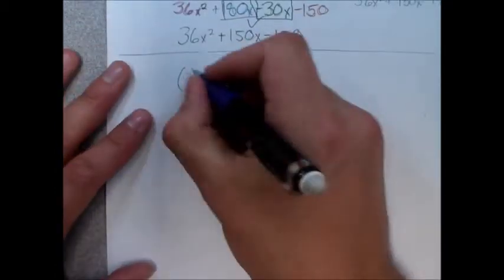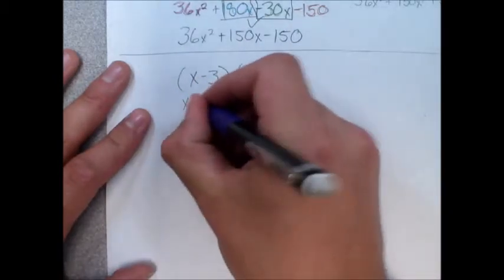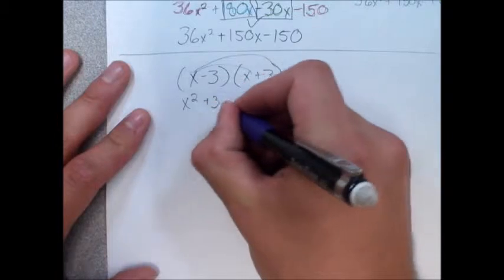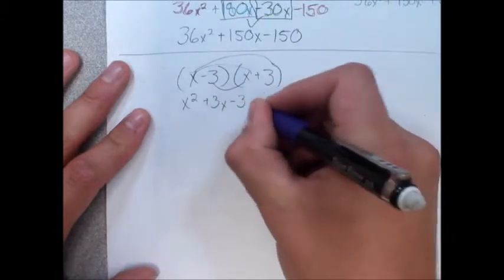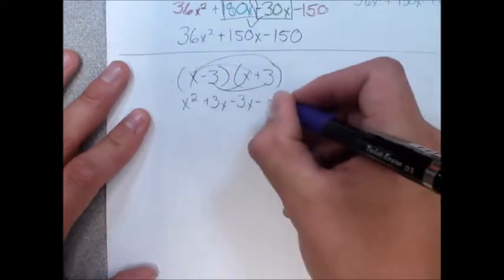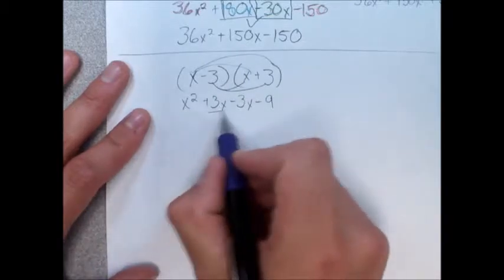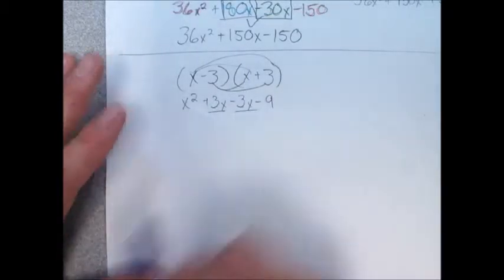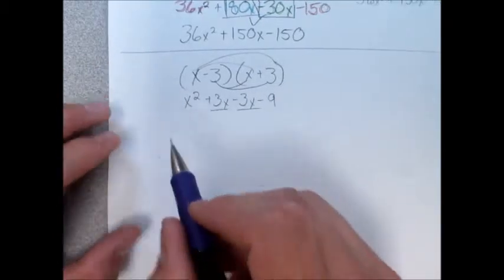Okay, so first times the first is the first, x squared. And then I'm going to do the outside, which is positive 3x, the inside, which is negative 3x, and the last, which is minus 9. I have two like terms right there in the middle, and they end up canceling each other out because 3 minus 3 is 0.